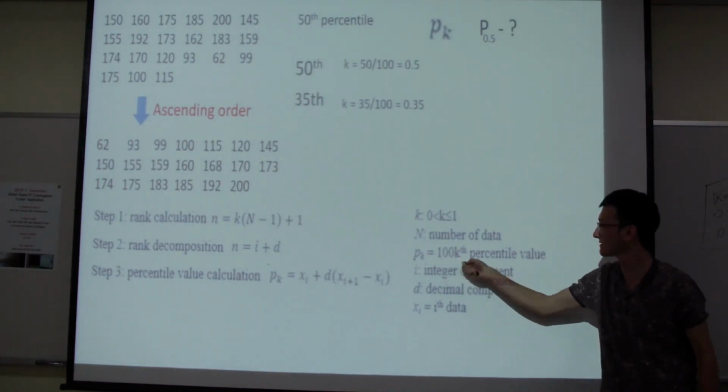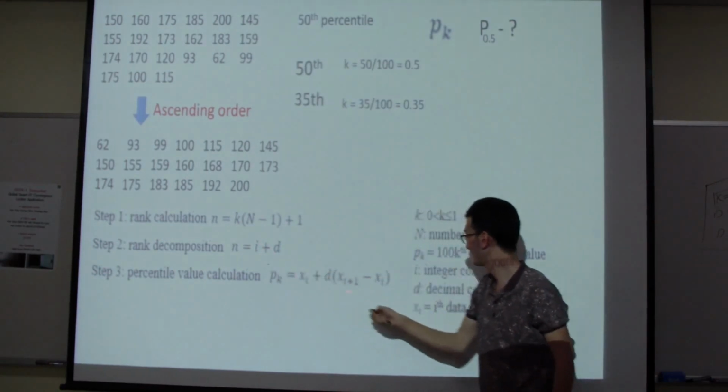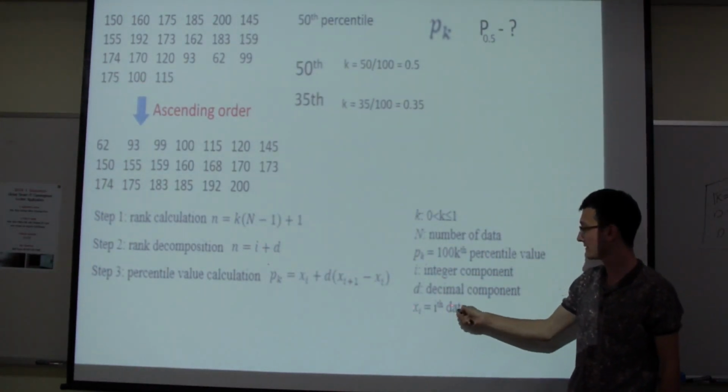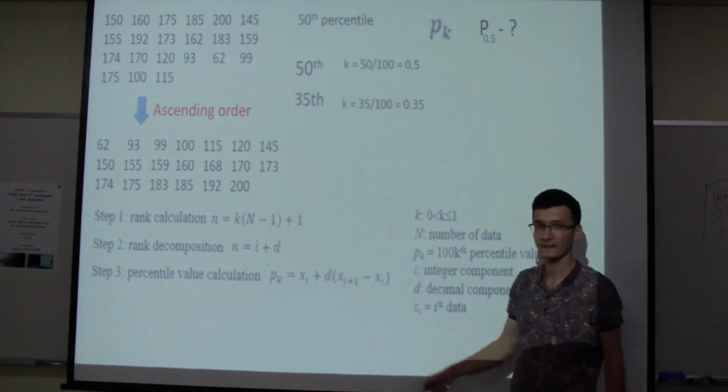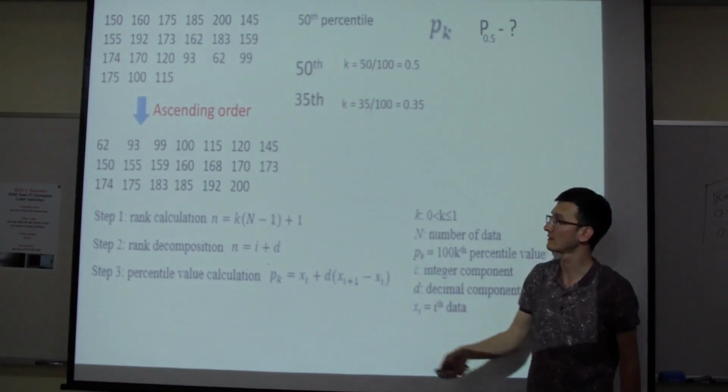Next, percentile, integer. Here, I is the integer component, D is the decimal component. X is data. X is data here. Maybe this data, maybe this data.